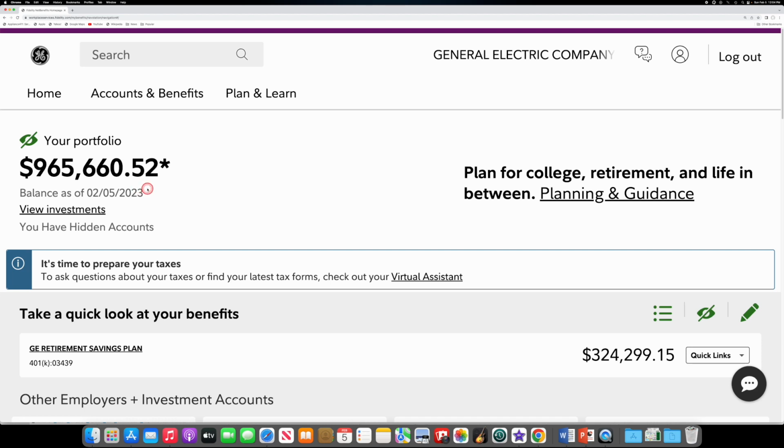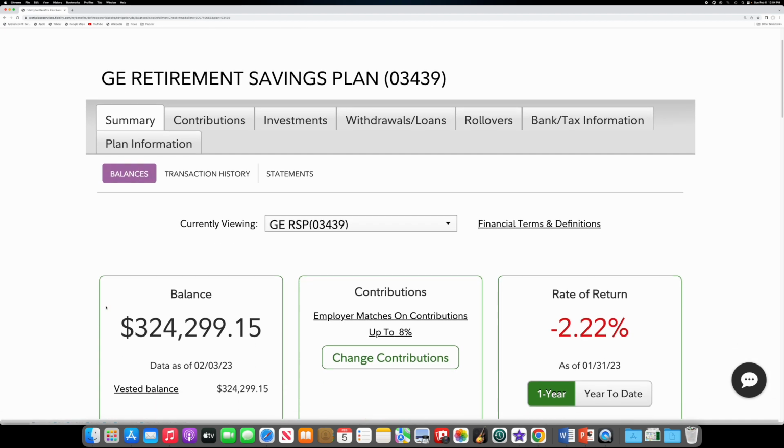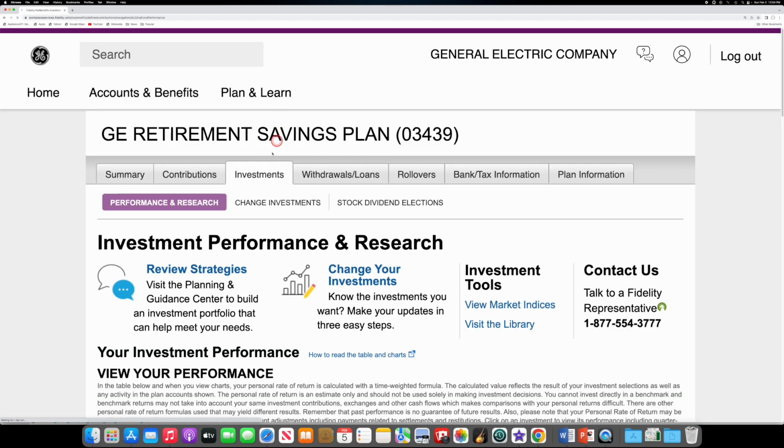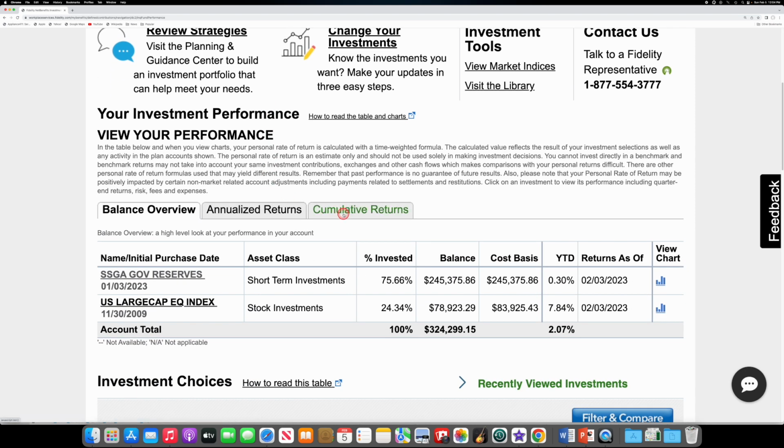All right, let's jump into this GE plan. I have a balance of $324,299.15, and I want to rebalance this. So let me tell you what I want to do. Let's go to investments. We always click on this tab right here, cumulative returns.